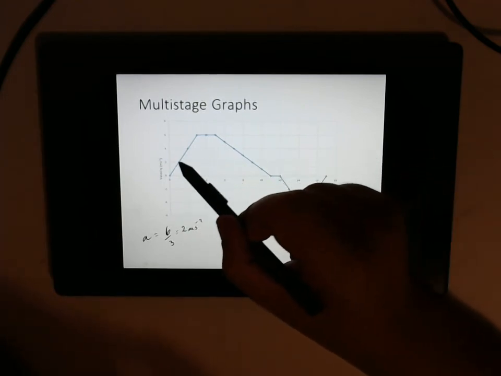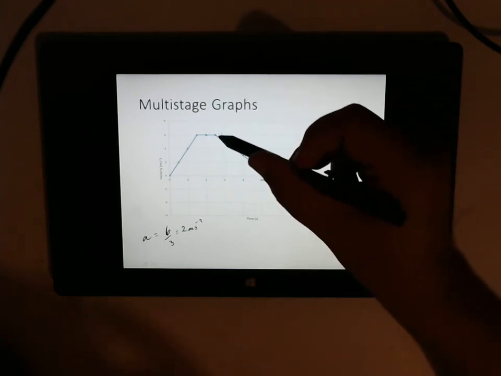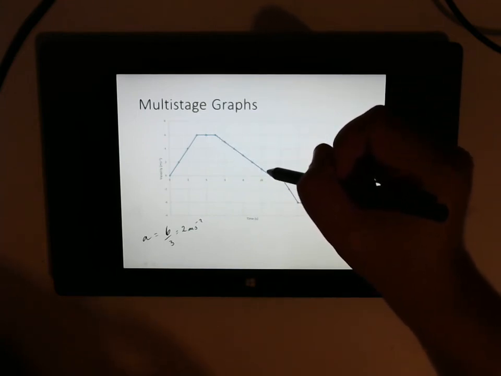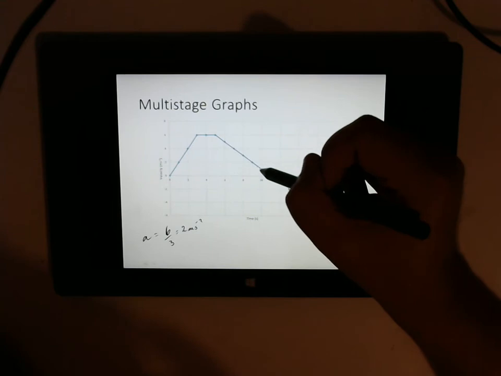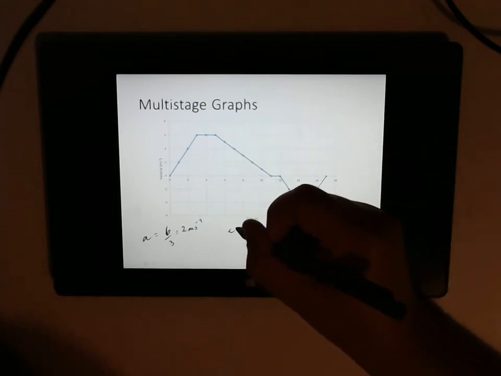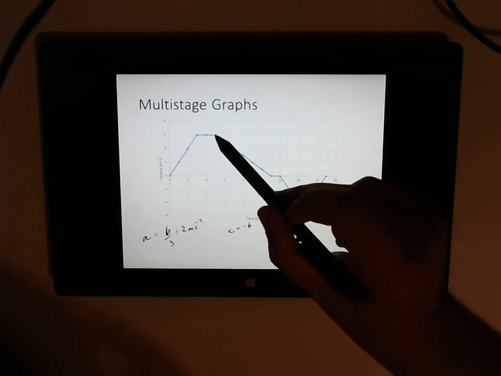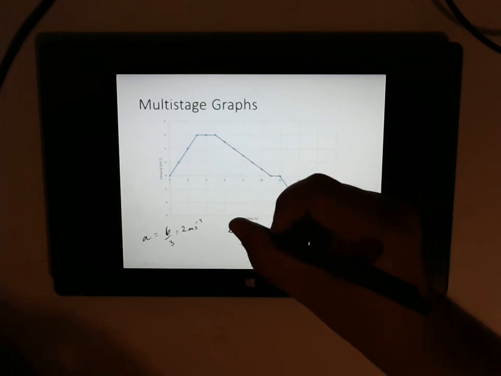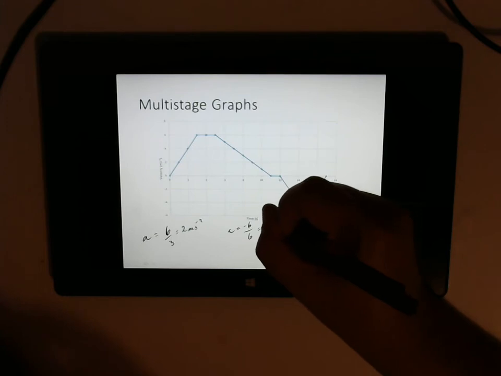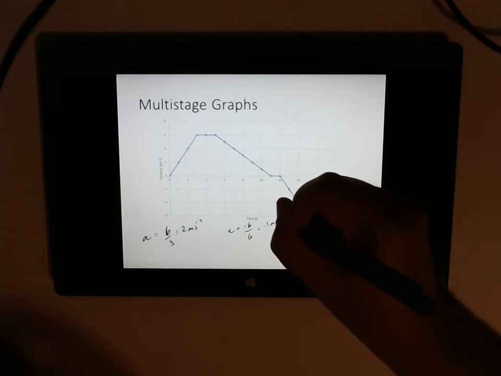So we could work out the acceleration for this bit here, and we could say, alright, well, it's gone down by 6. Acceleration equals -6. Direction is important, so do be aware of that, and it was from 5 to 11, so that's a time of 6, so it equals -1 meters per second squared.